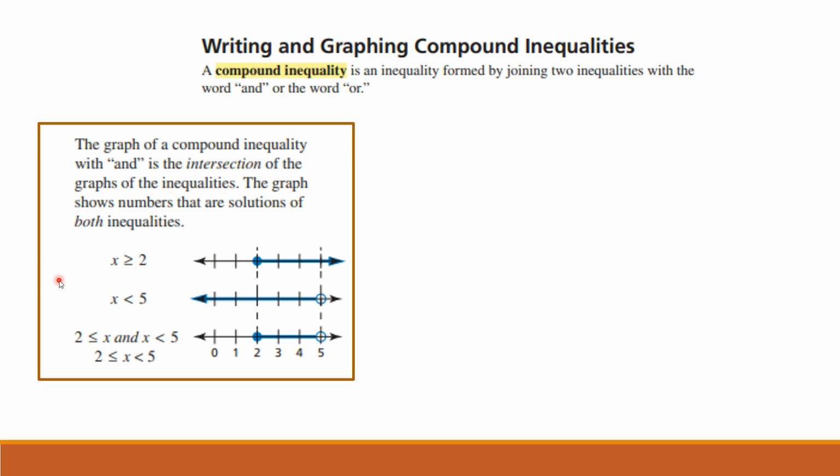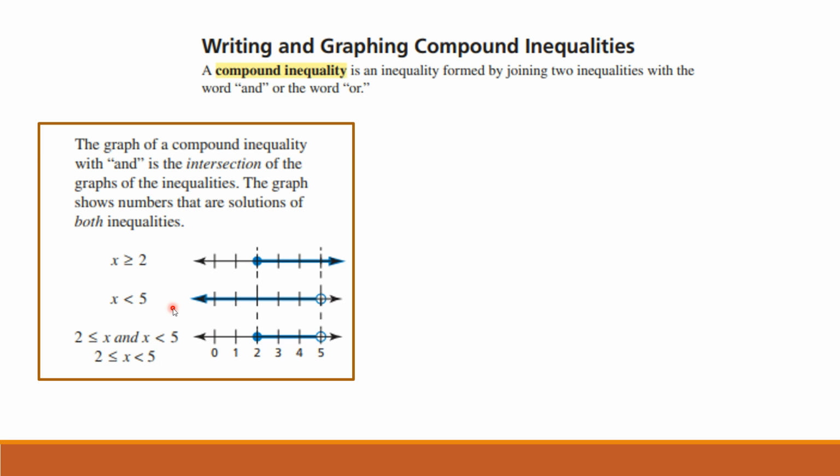So we're going to look at the first inequality as x is greater than or equal to 2. Our boundary point would be 2. It is a filled-in circle because we have equals and it's greater than, so we shade to the right. Second inequality is x is less than 5. 5 is our boundary point and it's an open circle, and we shade to the left.